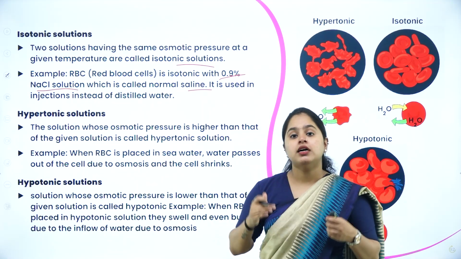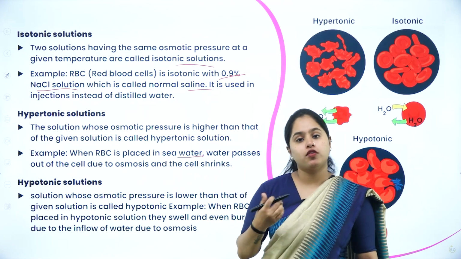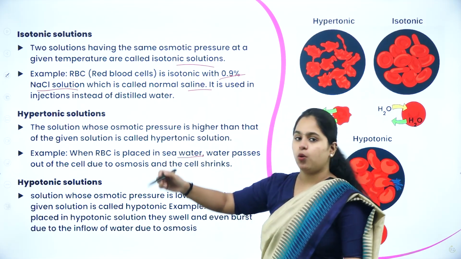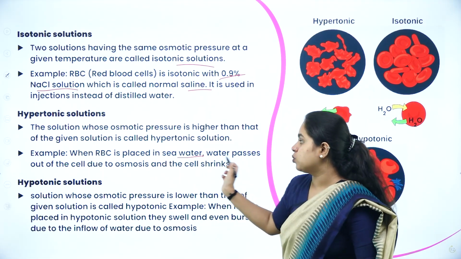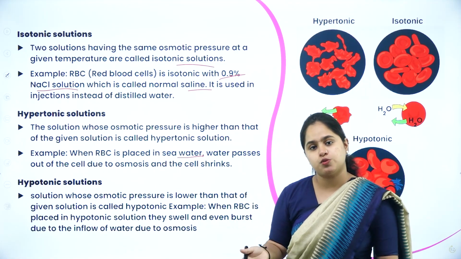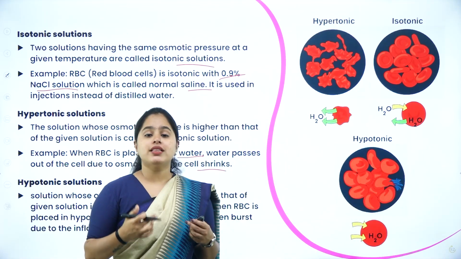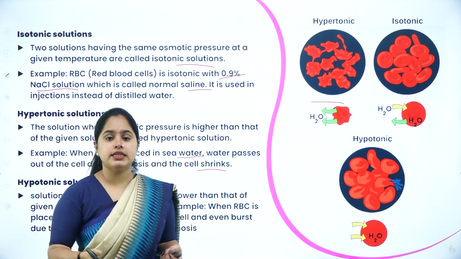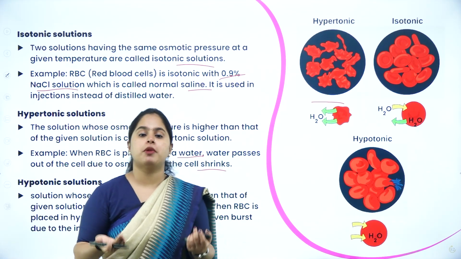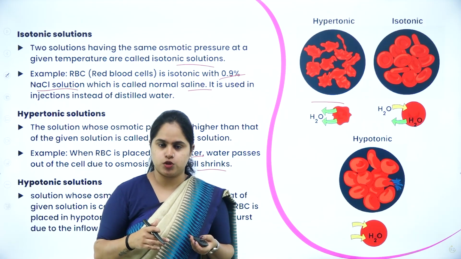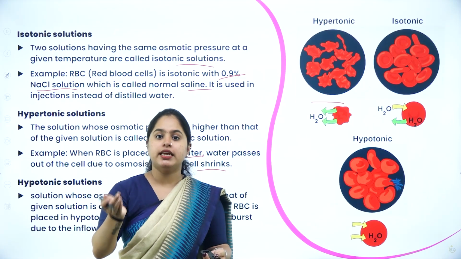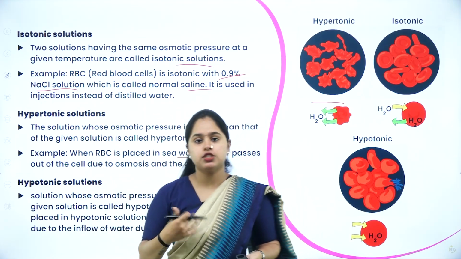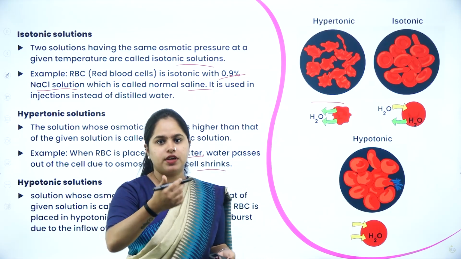Let's take an example for this as well. When red blood cells are kept in seawater, or in a solution containing more than 0.9% sodium chloride, what happens? Water passes out of the cell due to osmosis and the cell shrinks. So in the case of hypertonic solutions, the fluid present inside the cell has a particular osmotic pressure, and we are intravenously injecting something with more concentration than 0.9% sodium chloride. That is a hypertonic solution.